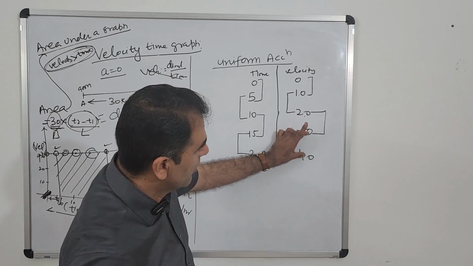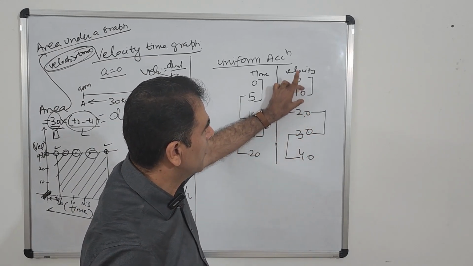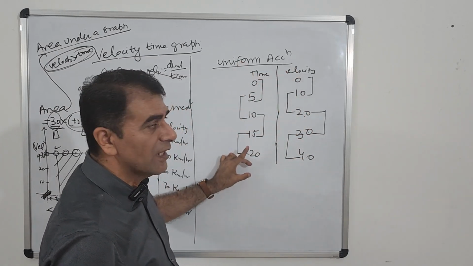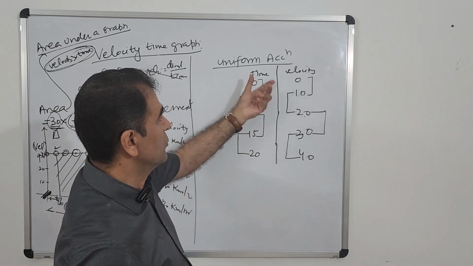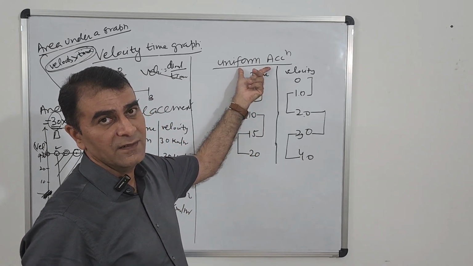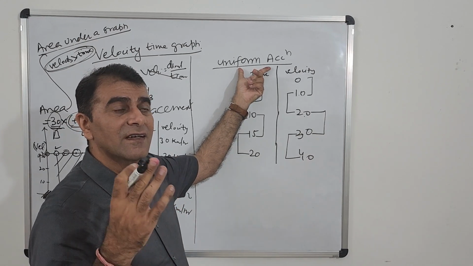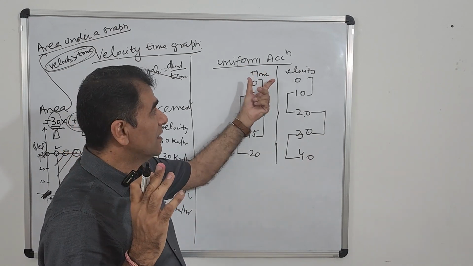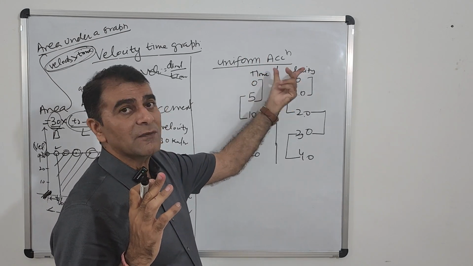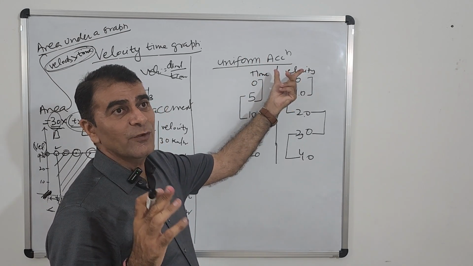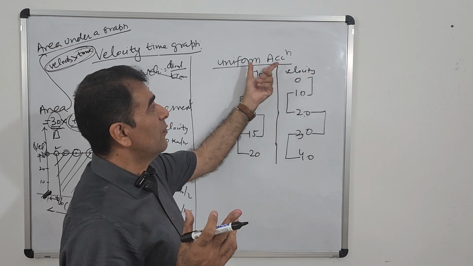So the change in velocity is equal in equal intervals of time. This type of motion is under uniform acceleration. Now the acceleration is uniform. Okay, it was a similar case. In that case, we said it covers equal distance in equal intervals of time. That is uniform motion. But now it is uniform acceleration.